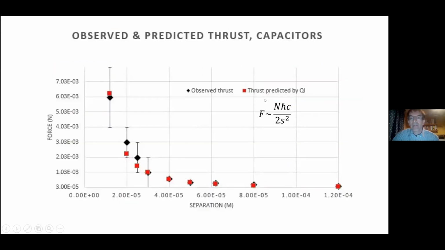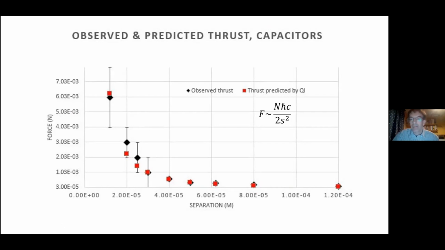So I've done a calculation over the past 2 weeks predicting what quantized inertia would predict for this, and this is the result. The force you should get should be n, the number of electrons you put in, times reduced Planck's constant times the speed of light divided by 2 times the separation of the plates squared. The x-axis shows the separation of the plates. The y-axis shows the predicted and observed force. Predicted force is the red squares, and the observed one is the black diamonds with the error bars. So you can see that the prediction agrees with the observed thrust really well.